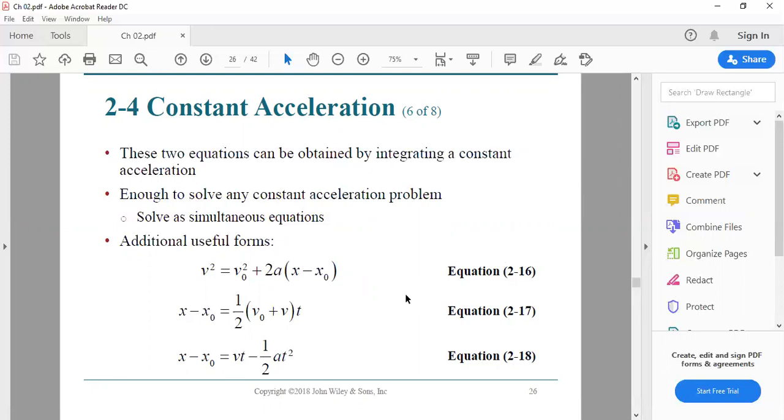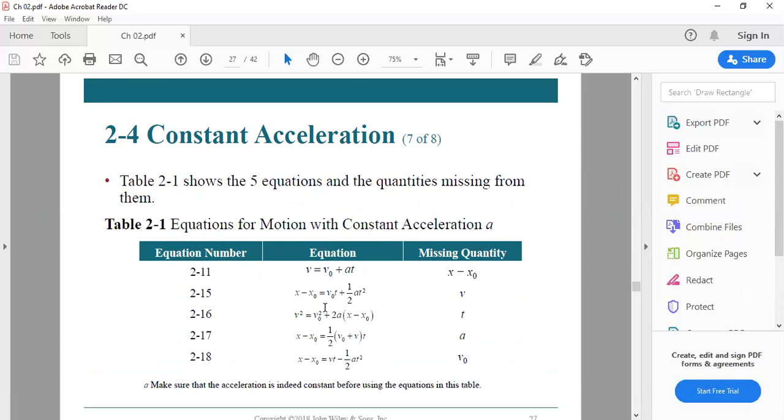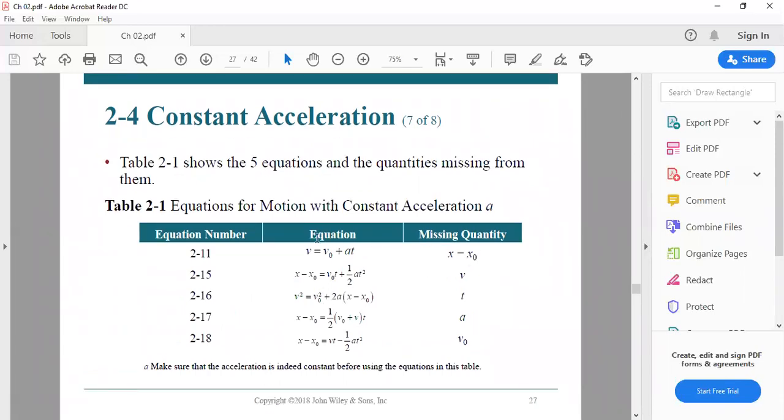The other equations here that are of interest, you can see they're written here. As a matter of fact, all 5 of these kinematic equations, you've got their equation number here, you've got what the equations are right here, and the table is kind enough to tell you what quantities are missing out of each one of these. So if you only have certain bits of information, then you can figure out which one of these equations is going to be useful for you and find the information that you don't have.